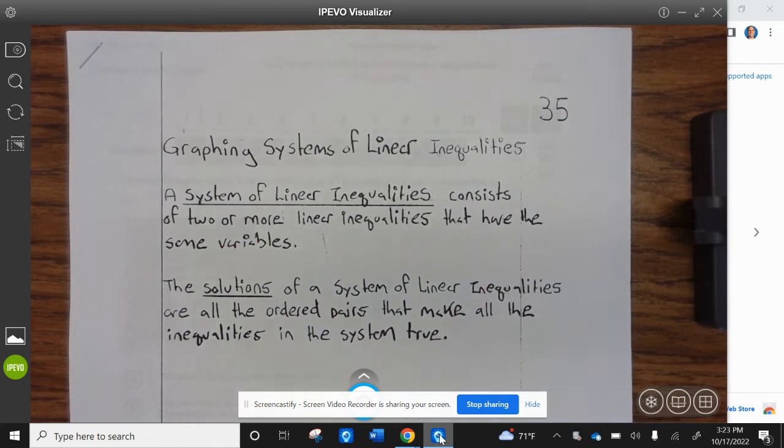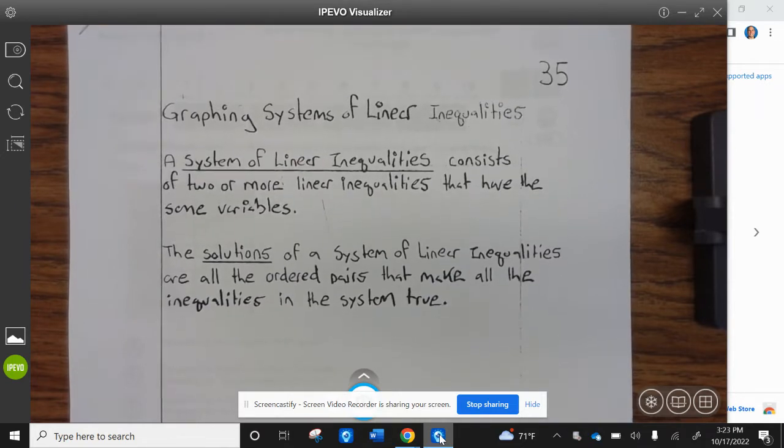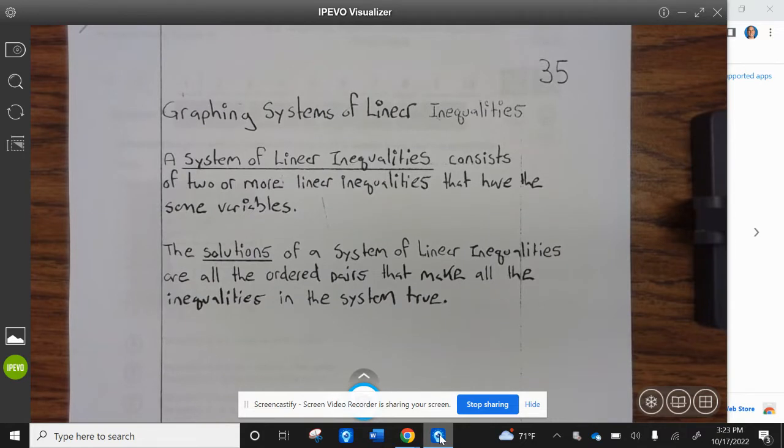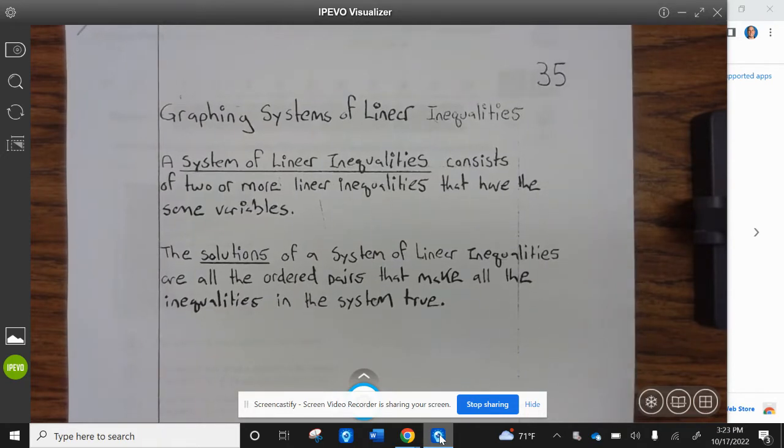Okay, Watkins, so we're going to jump to page 35. Graphing systems of linear inequalities. A system of linear inequalities consists of two or more linear inequalities that have the same variables. The solutions of the system of linear inequalities are all the ordered pairs that make all the inequalities in a system true. All right, go ahead and finish up reading that page.